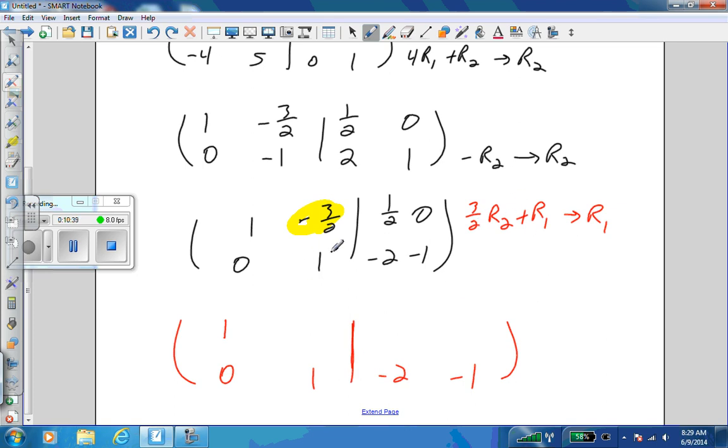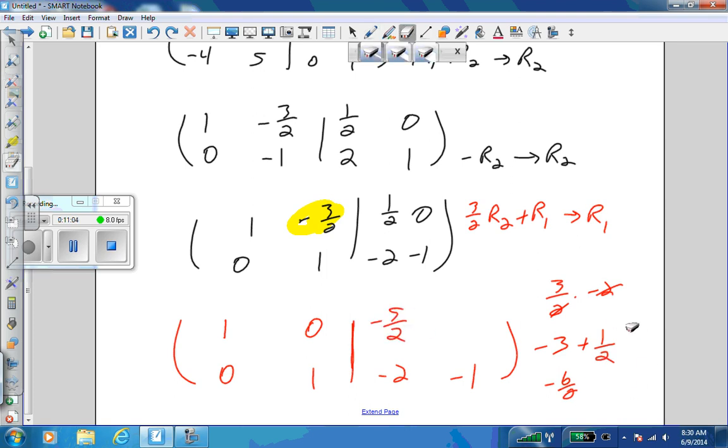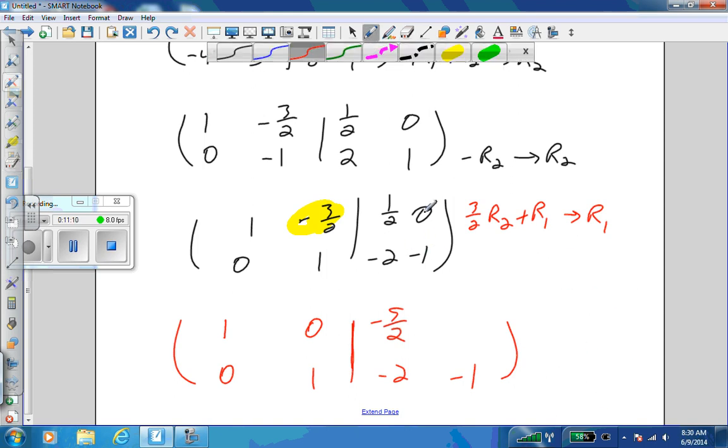3/2 row 2 here, so 3/2 times this is 3/2 minus 3/2 is 0. 3/2 times row 2, well, 3/2 times negative 2, that's negative 3 plus row 1. Is that minus 6/2 plus 1/2, so minus 5/2. Then for the last element here, that's 3/2 row 2, so minus 3/2 plus that, so minus 3/2.